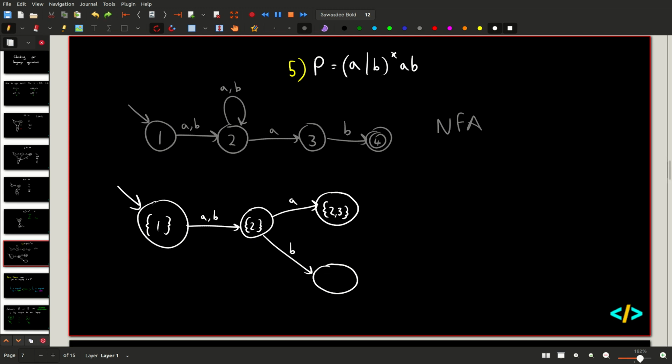And then from 2, if we take in a B, we can just get back to 2. But if we take in an A we can get to 2 or 3. And let's look at 2, 3. If we take in an A, where can we get to?